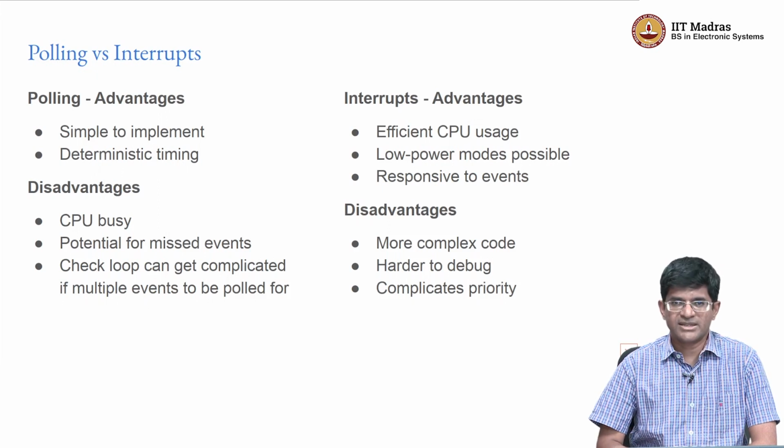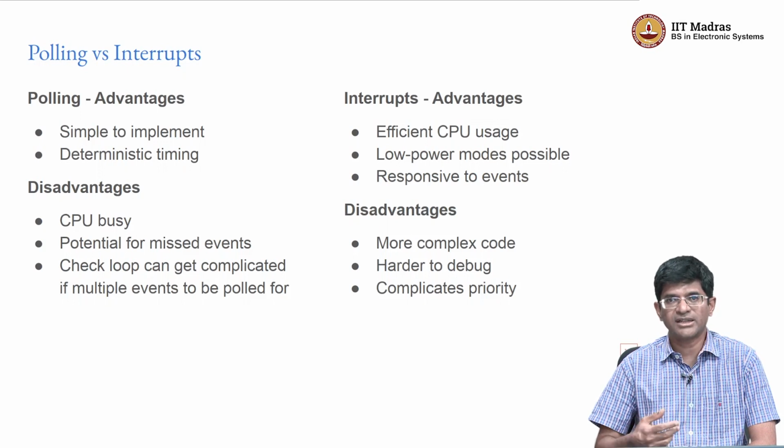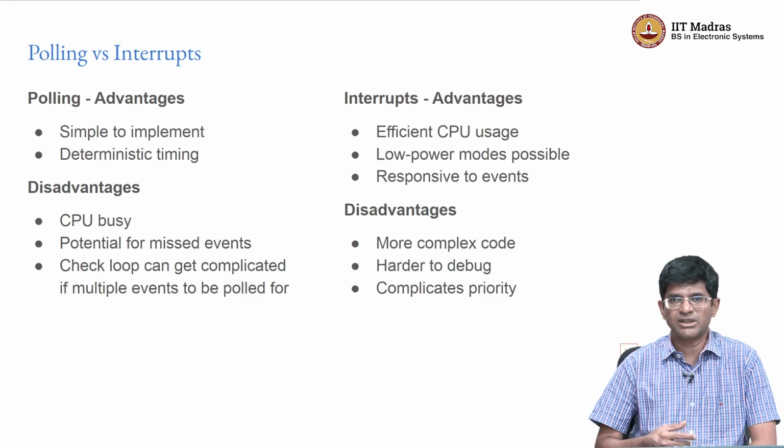Now the disadvantage is that it is more complex code. Interrupt service routines have to be designed with care, right? Because they need to be brief, they need to be quick, and in some cases it may not be possible to actually finish the work quickly, which means you might have to trigger an event or a notification which in turn runs or triggers another background task which then has to perform the processing. So the coding can get more complicated.